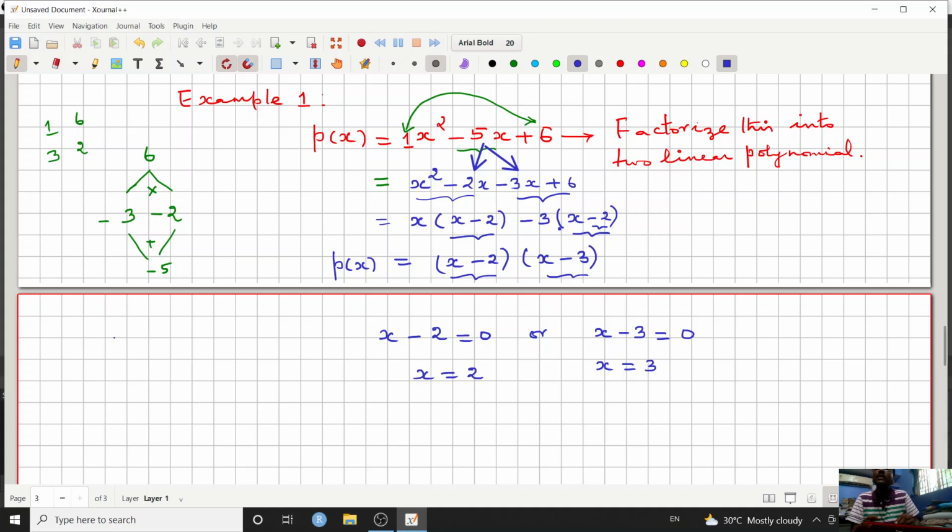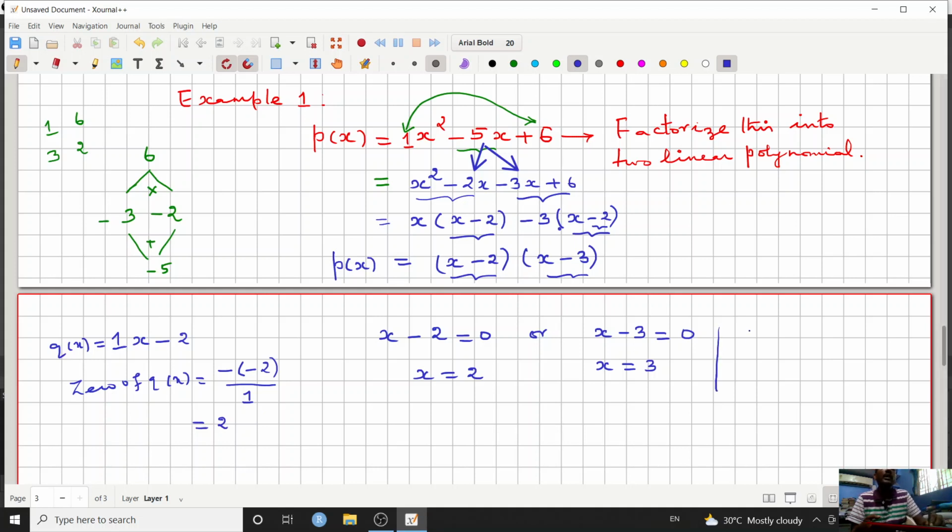Or you can do this way also. You take the polynomial x minus 2 is equal to 0. This is the linear polynomial. And you know the formula for the linear polynomial. You take the polynomial to be, say, q of x. What is the 0 of q of x? We know the formula: minus constant term, minus 2, by coefficient of x, which is 1, which is nothing but 2.